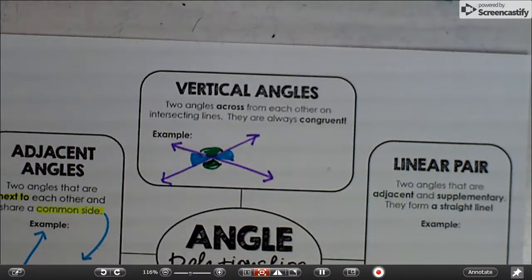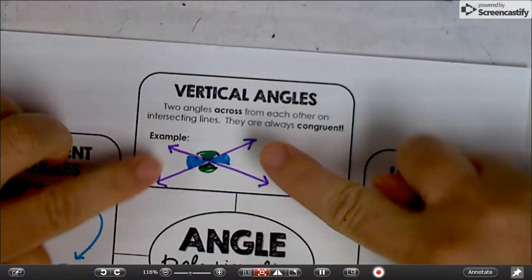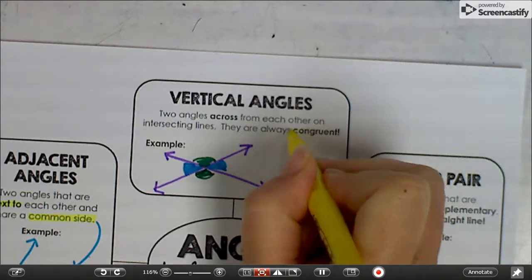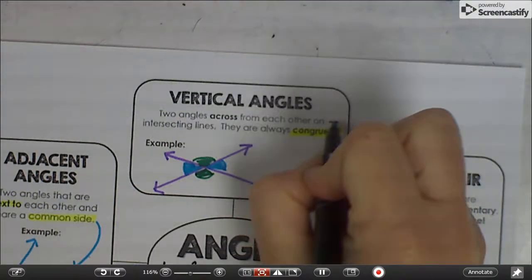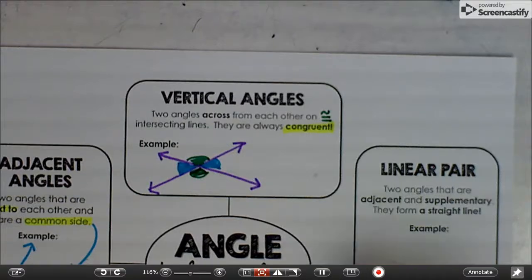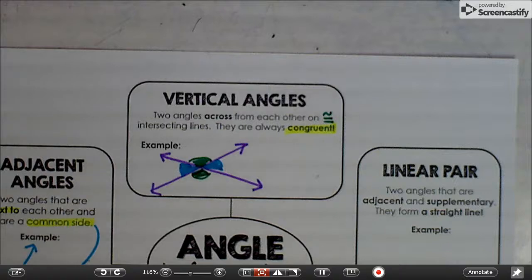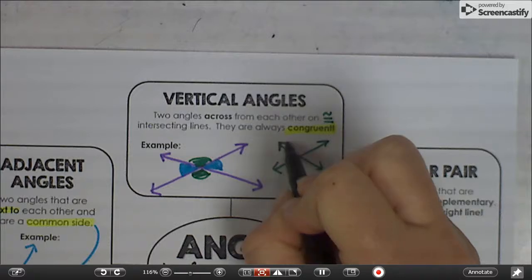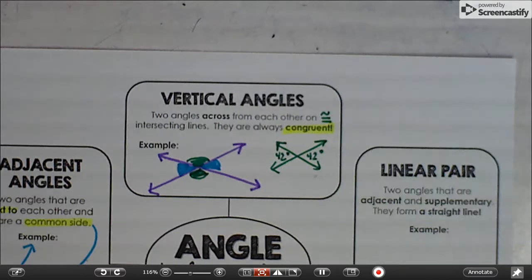So any two angles, anytime two lines cross that the angles are across from each other like these, they are vertical angles. And the cool thing about vertical angles is that they're always congruent. Remember, the symbol for congruent looks like this, an equal sign with a tilde on top. And it means that this angle and that angle are exactly the same size. So I'll draw another little example here. If this angle was 42 degrees, then this angle is 42 degrees. All right, let's move on.